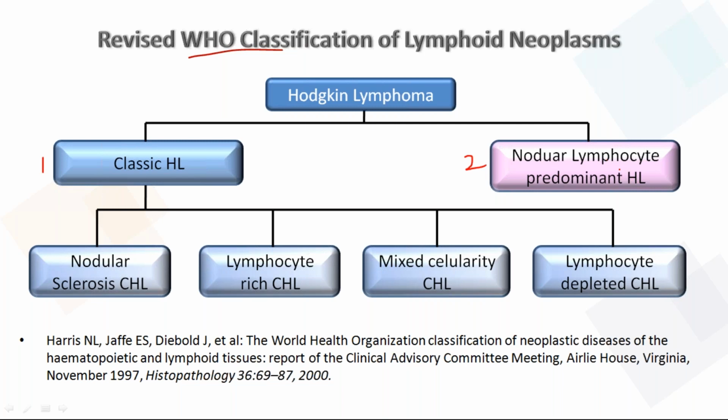Nodular lymphocyte predominant is itself a category, with no subdivisions among it. But the classical HL is again divided into four varieties. One is nodular sclerosis classic Hodgkin's lymphoma. Second is lymphocyte rich classic Hodgkin lymphoma. Mixed cellularity is the third one, and fourth is lymphocyte depleted. These four categories are under classical. Most of this classification is based on the histological appearance.